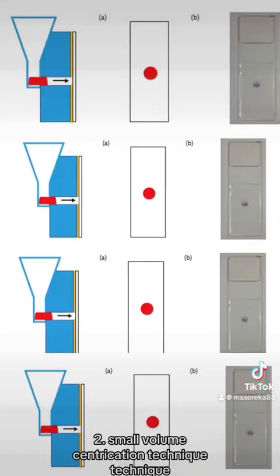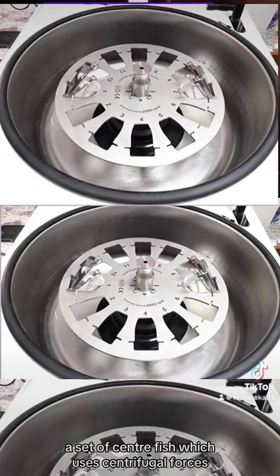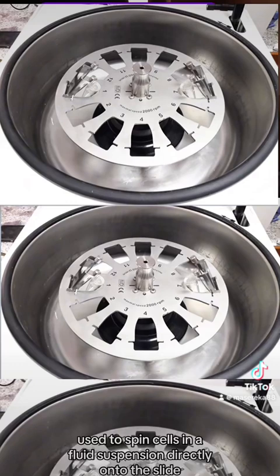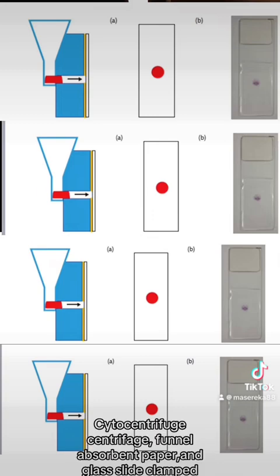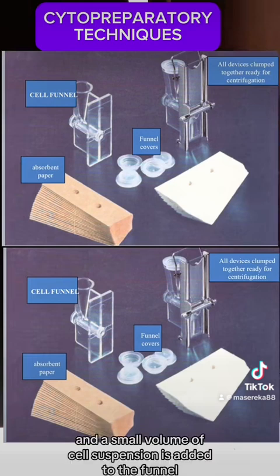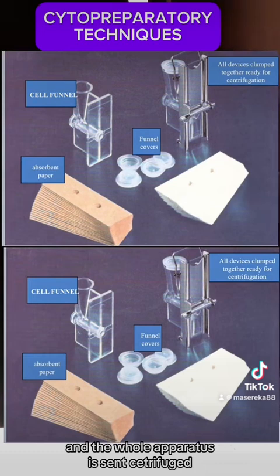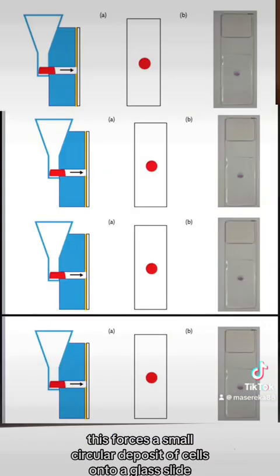Number 2, small volume centrifugation technique. This technique uses a cytocentrifuge, which uses centrifugal force to spin cells in a fluid suspension directly onto the slide. The cytocentrifuge funnel, absorbent paper, and glass slide are clamped together, and a small volume of a cell suspension is added to the funnel, and the whole apparatus is centrifuged. This forces a small circular deposit of cells onto the glass slide.